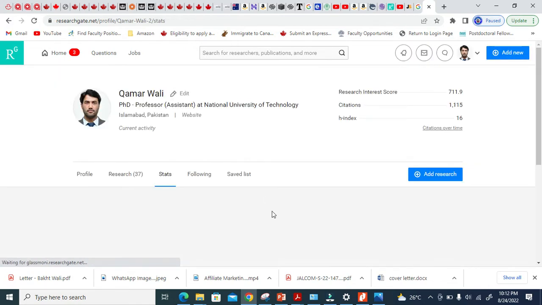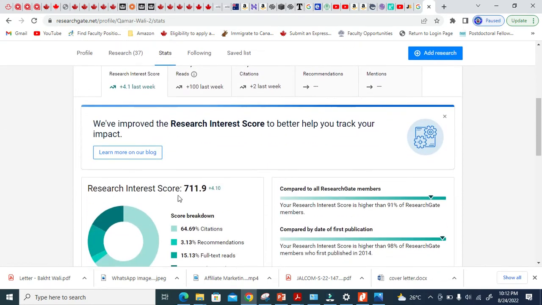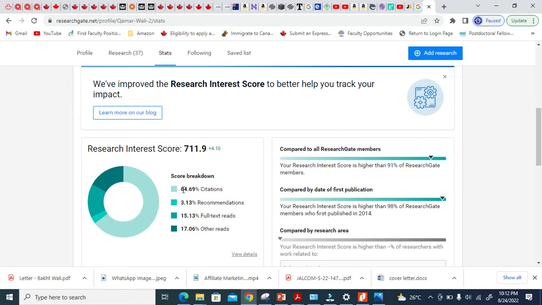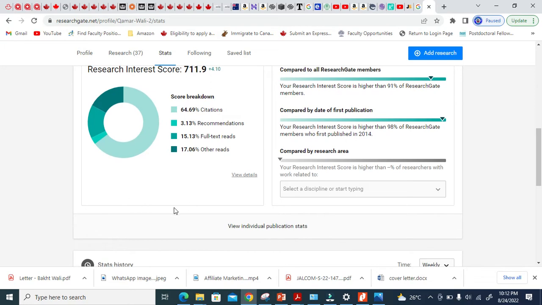So let's go to stats here. This is the Research Interest Score. As we see here, the Research Interest Score breaks down and mostly comes from citations, and this is recommendations. Recommendation means that people recommended your work, right? And this is now the full text reads. Look here, ResearchGate introduced a very important thing: if someone reads your full text, ResearchGate understands that a ResearchGate member read the full text. And there are also some other reads. The contribution is also a lot from here. These include so many things, the questions, answers, and also other things, right?